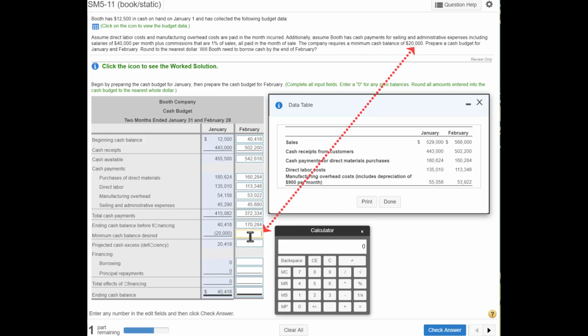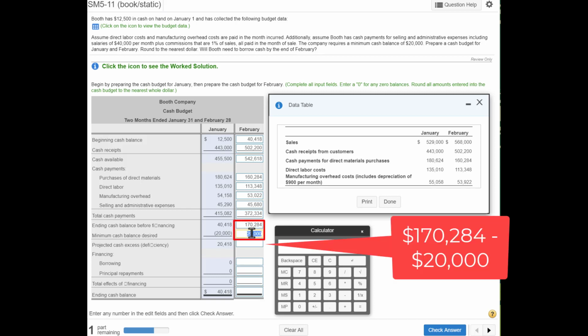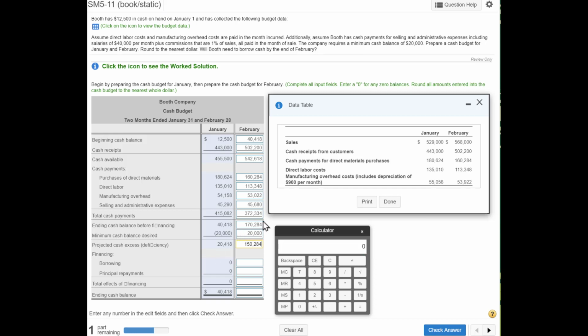And what's our minimum cash desired? 20,000, right from up here. Notice my accounting lab put a negative in there for us. Last time I put a positive number in there, so it doesn't matter if you enter it as a negative or positive. My accounting lab will turn it into a negative. So what's our excess or deficiency? We're going to calculate that, take our ending cash balance minus the minimum desired, and that's our excess. We got a ton of excess, 150,284.